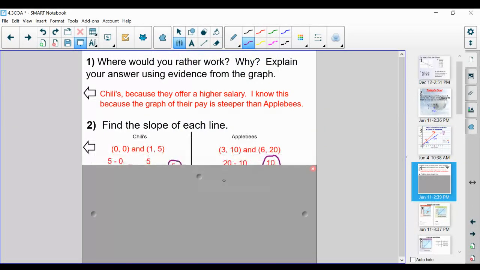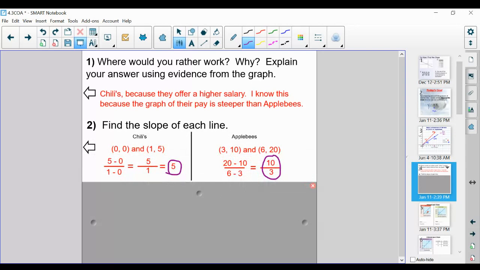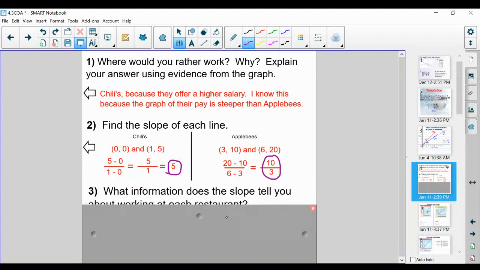Hopefully, you were able to find that you get a slope of 5 for Chili's and a slope of 10 over 3 for Applebee's. All right, and the third question, what information does that slope tell you about working at each restaurant? Again, Chili's has a slope of 5, Applebee's has a slope of 10 over 3. What information does the slope tell you about working at each restaurant?